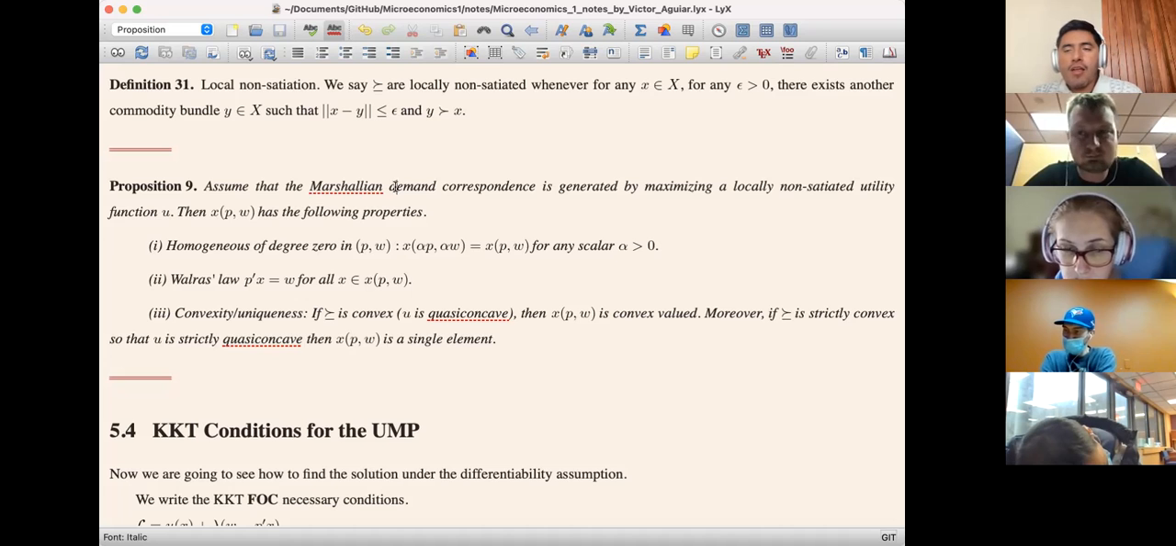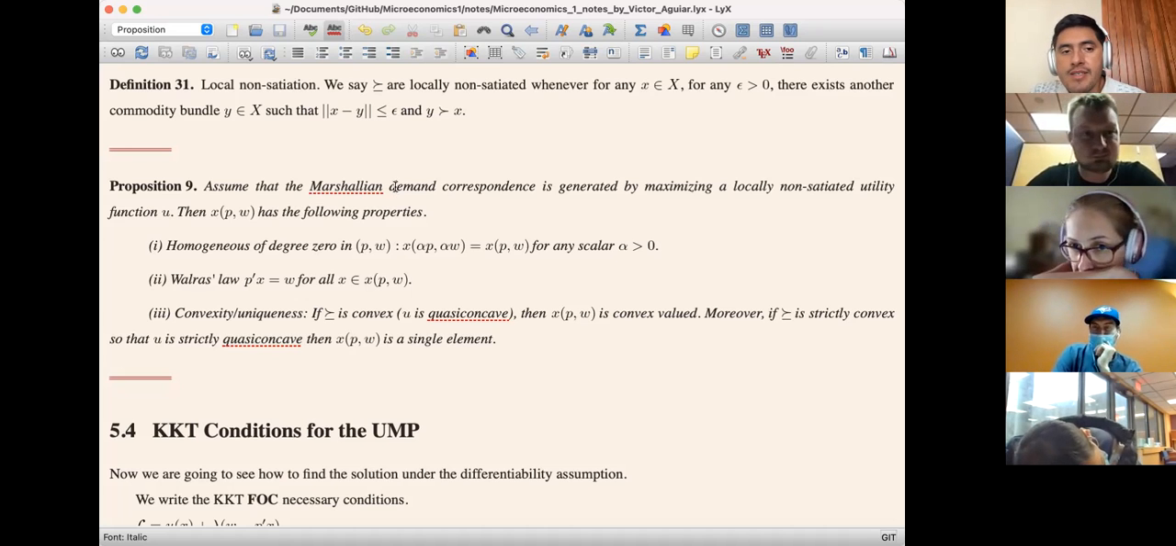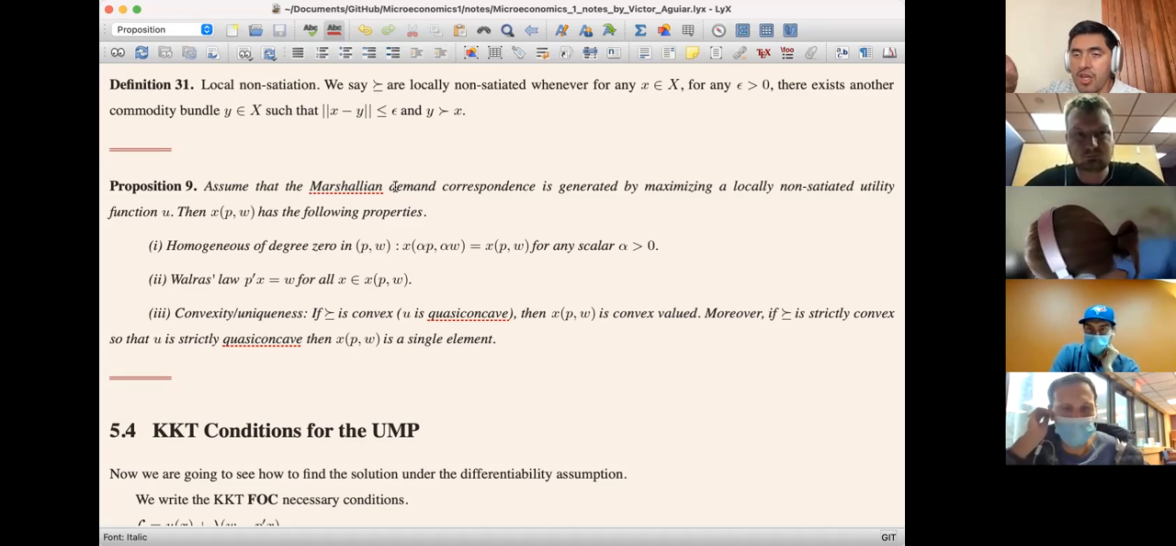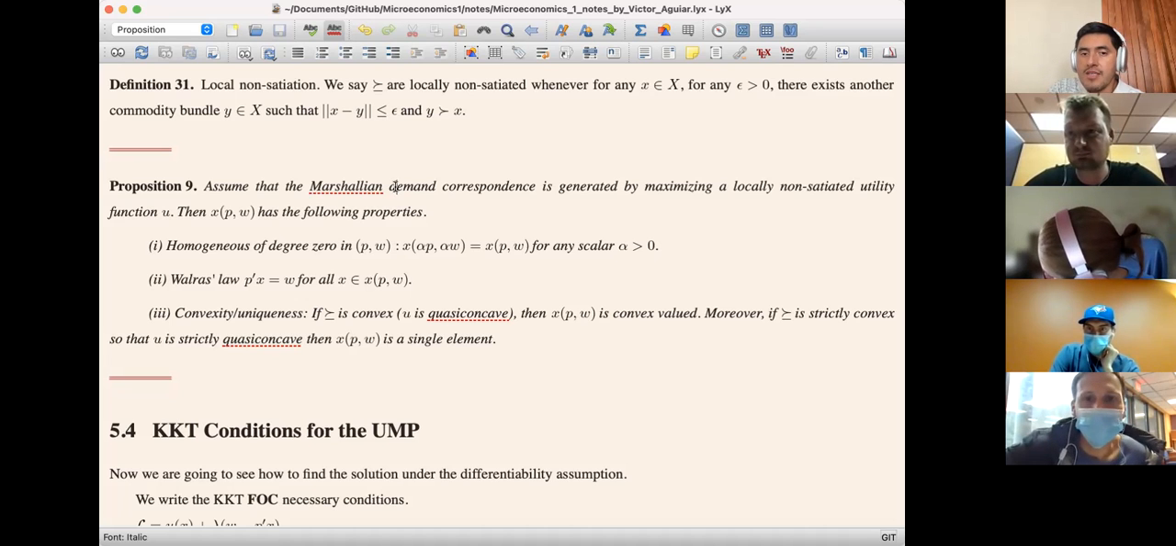That means that if I scale up prices and income by alpha, I'm going to get the same demand. So if I double the prices and double the income, I get the same x(p, w), for any scalar alpha.